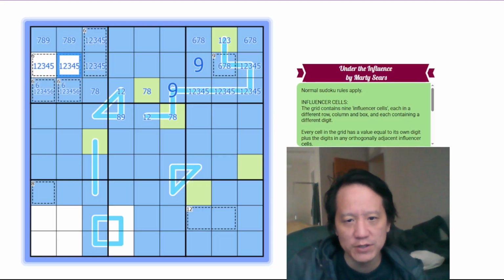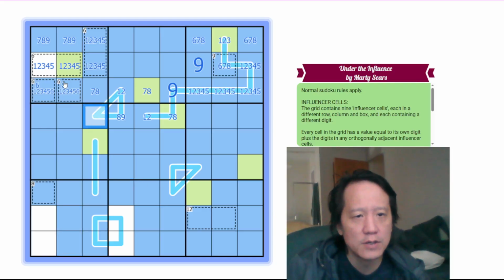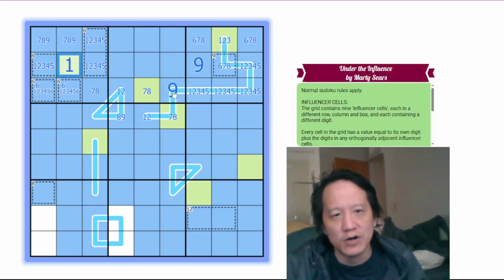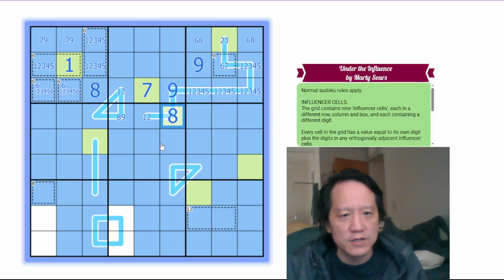So this must be the influencer here, which means this cannot be. This must be the influencer, this non-influencer, so this must be 1, which means this can't be 1 and 8. 8 has to be one of these two, so this cannot be 8 here. It's a 7-9 pair, which eliminates 7, 9 in the rest of the row and the box. So this is not 7, this is 8, which makes this 7, so this must be 8. So this is 8 and 1 here.